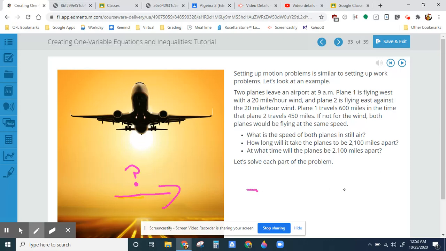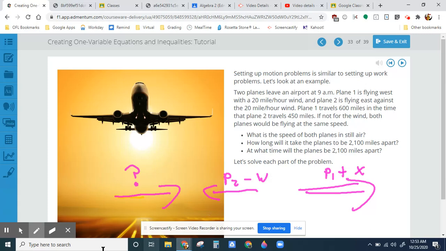And it's slowing this plane down. So this one's flying, but this one is going super fast. It's going a lot faster because of that wind. That wind's giving it a boost. So we're going to call this plane 1 plus the wind, and this one's going to be plane 2 minus the wind.